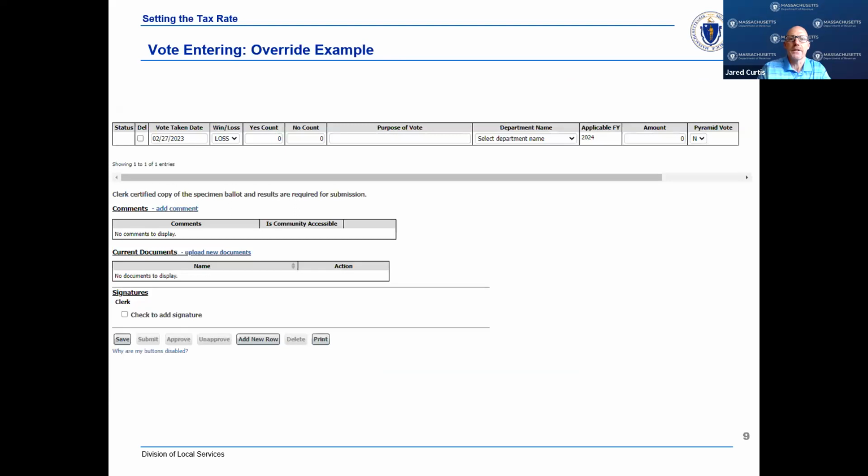This is a screenshot of the override vote form. The form is very similar to the debt exclusion form. The form asks for the following information: date of ballot vote, was it a win or loss, the number of yes votes, the number of no votes, the purpose of the vote, the department that the vote applies to, the applicable fiscal year, the amount of the override, and whether or not the vote was a pyramid.